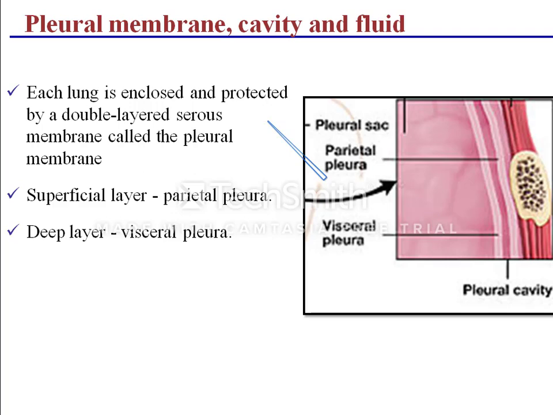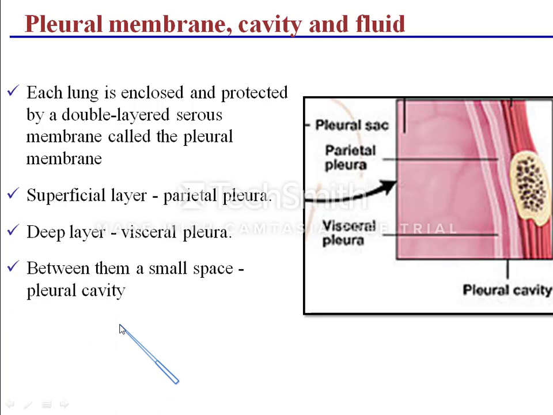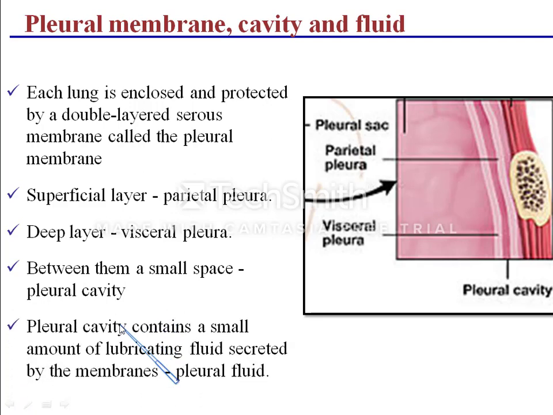Now this visceral pleura divides the thoracic cavity into three chambers: central mediastinum, and two lateral compartments, each containing a lung. Now between these two layers, they have a cavity which is called as pleural cavity. Pleural cavity is filled with a lubricating fluid which is called as pleural fluid.